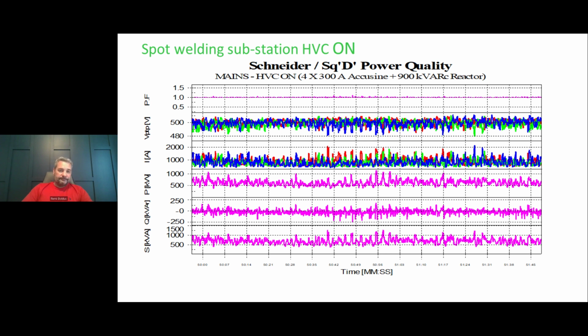By doing so, we reduce the voltage sag. By reducing the voltage sag, we reduce flicker directly. And on top of that, on a welding line like this, you improve throughput for the production, and you improve the welding quality as well.